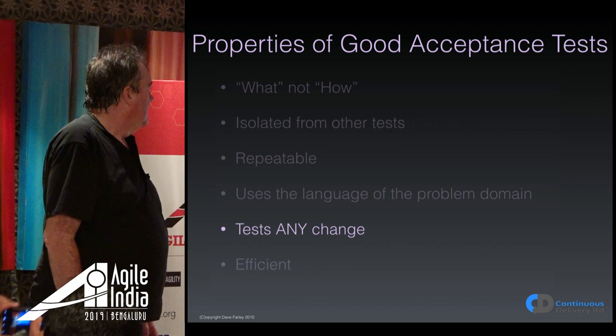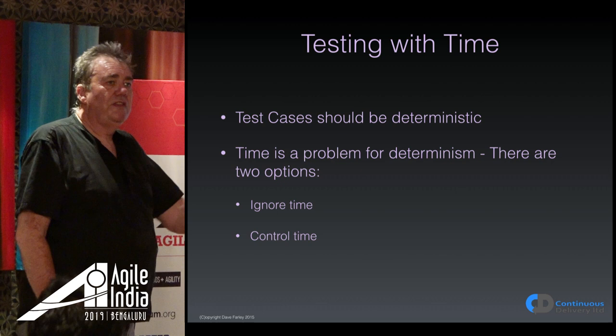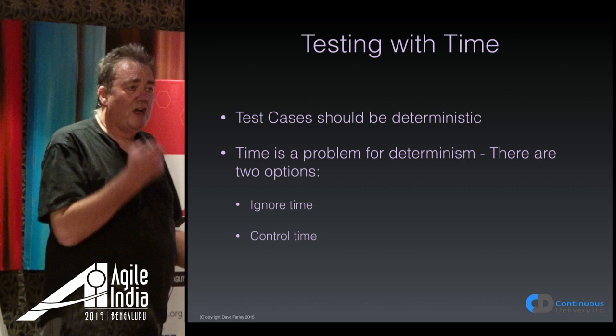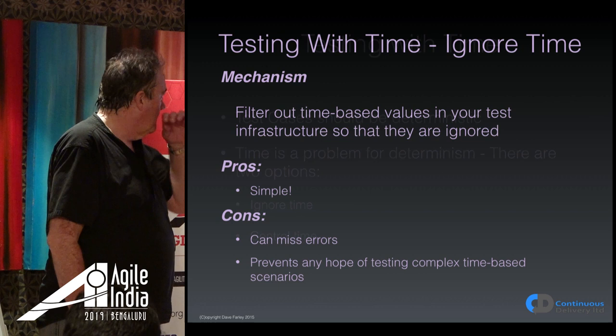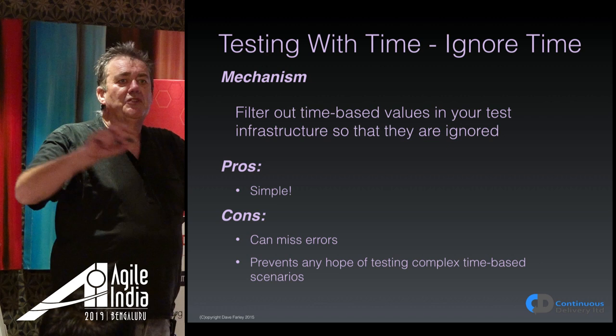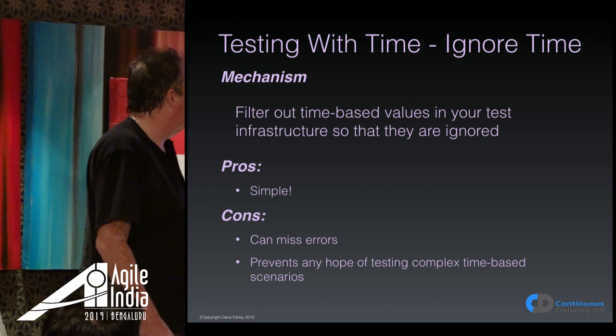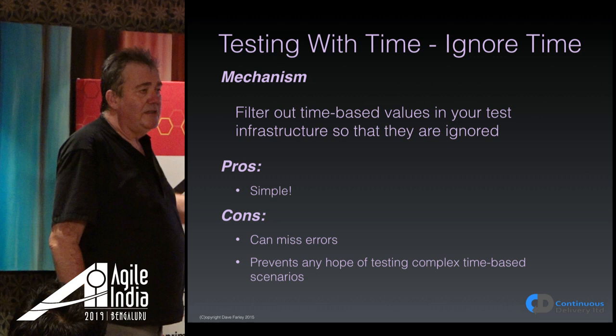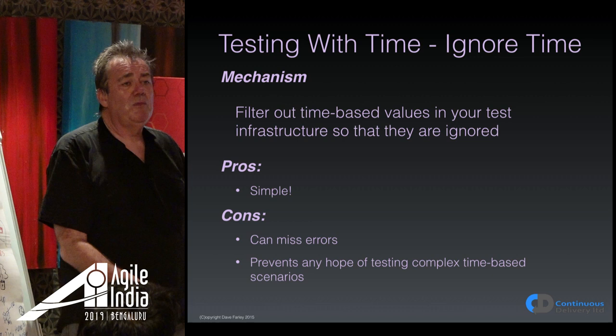Next, we want to be able to test any change. So test cases should be deterministic. One of the things that often makes this difficult is time. And there are two strategies for that. We can either ignore time if time is not very important in your system, or we can take control of it. So here's thinking about those. Ignoring time, we're just going to filter out any time-based fields. And when we're comparing values, we're just going to ignore timestamps and stuff like that. The advantage of that is that it's dead simple. The downside is that it can miss problems if there are bugs in the time, and it doesn't allow you much control over time-based scenarios.